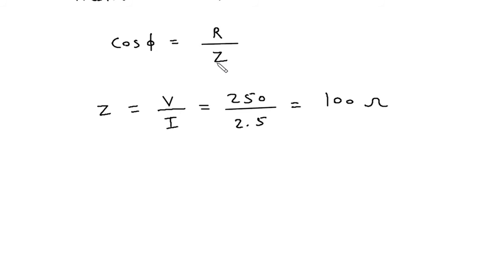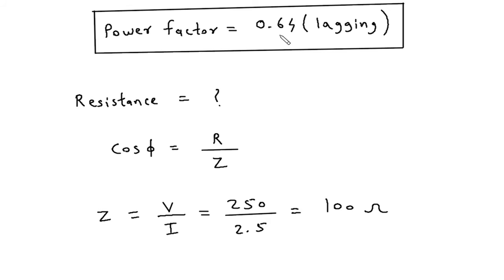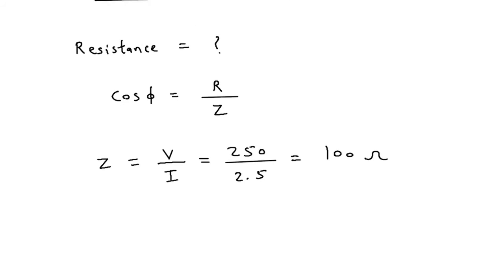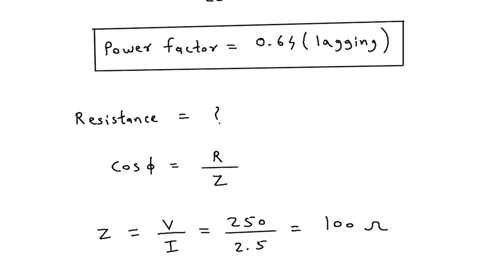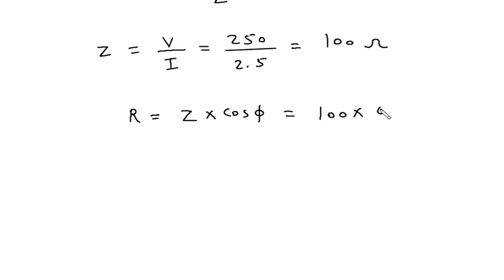Now we have the value of this Z and this cos phi already. The value of cos phi is 0.64. So from this we can find the value of this R. So therefore R is equal to Z into cos phi. Z is equal to 100 multiplied by cos phi is equal to 0.64. So therefore R is equal to 64 and its unit will be ohm.